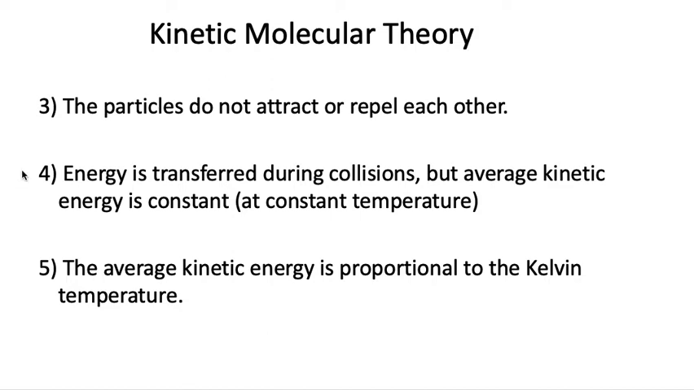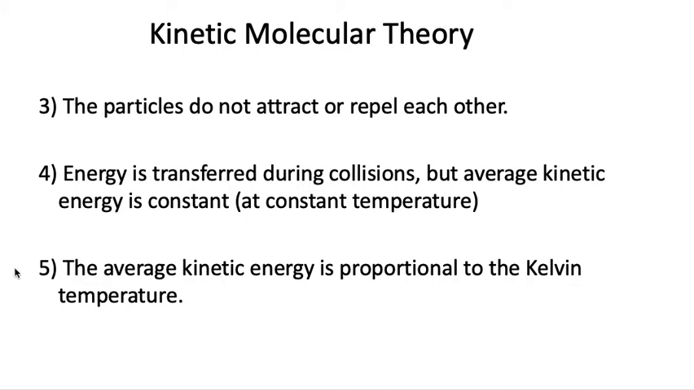Part number 4: energy is transferred during collisions, but average kinetic energy is constant at a constant temperature. The particles are constantly colliding, and those collisions are perfectly elastic. All the kinetic energy is conserved. One particle might start moving a little slower, but it'll give all of its kinetic energy to another. Some are moving fast, some are moving slow, but the total amount of kinetic energy remains the same even after the collisions that occur.